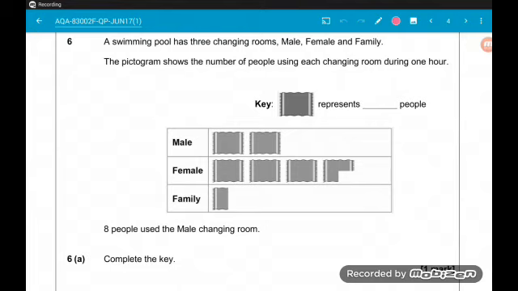Question 6. So a swimming pool has 3 changing rooms, male, female and family. The pictogram shows the information about the number of people who used each changing room in 1 hour. So down below it, we're told 8 people used the male changing room, and then part A wants us to complete the key. So we need to work out how many people 1 flag is worth. So 8 people use the room, there's 2 flags, each flag then represents 4 people.